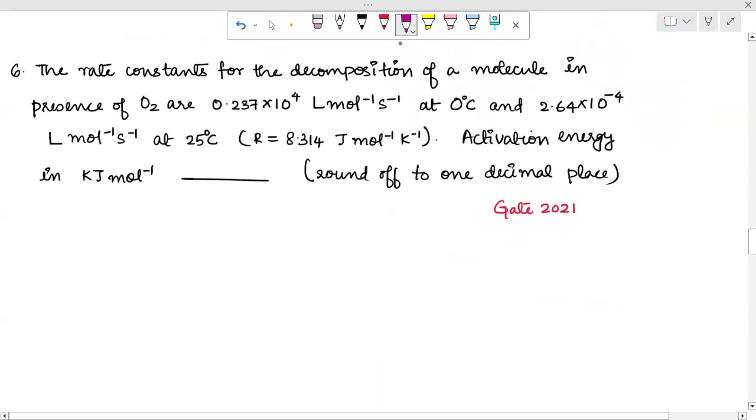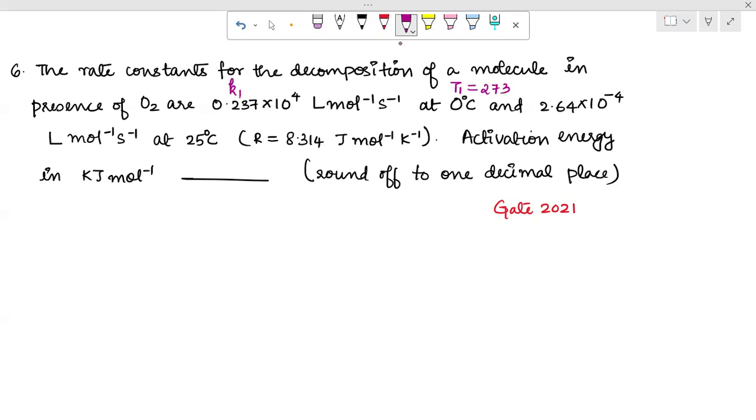Next question, again from the same equation. The rate constants for the decomposition of a molecule in the presence of O2 are, so let's say this is temperature T1. It is 0 degrees Celsius, which is given. You should convert it into Kelvin, so you need to add 273 to this. So at 273, your rate constant is K1. And at 25 degrees Celsius, which is T2, which comes out to be 298 Kelvin, your rate constant is K2.